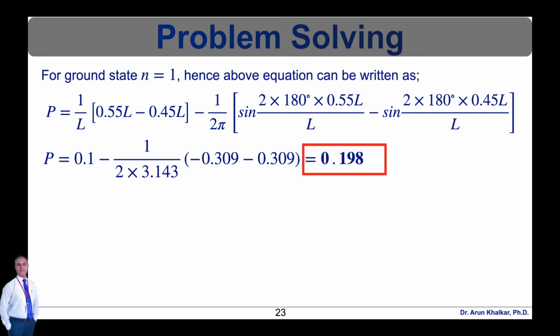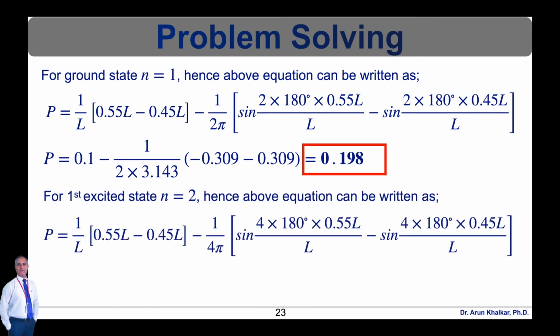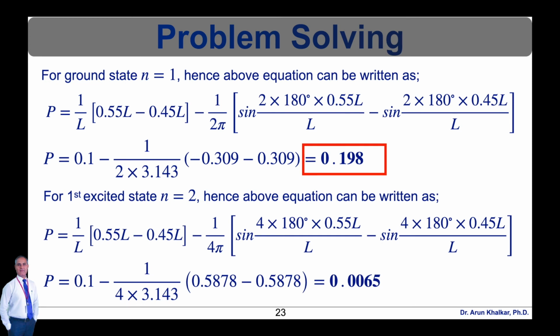For the first excited state, that is n equal to 2, the above equation can be written as P equal to 1 upon capital L in square bracket 0.55 capital L minus 0.45 capital L, minus 1 upon 4 pi in square bracket sine of 4 into 180 degree into 0.55 L upon capital L minus sine of 4 into 180 degree into 0.45 L upon capital L. After solving this, the probability P is equal to 0.1 minus 1 upon 4 into 3.143 in bracket 0.5878 minus 0.5878, which is equal to 0.0065. So these are the two values for the probability of finding the particle: for the ground state, P is equal to 0.198, whereas for the first excited state it is 0.065. This is the solution of problem number 1.